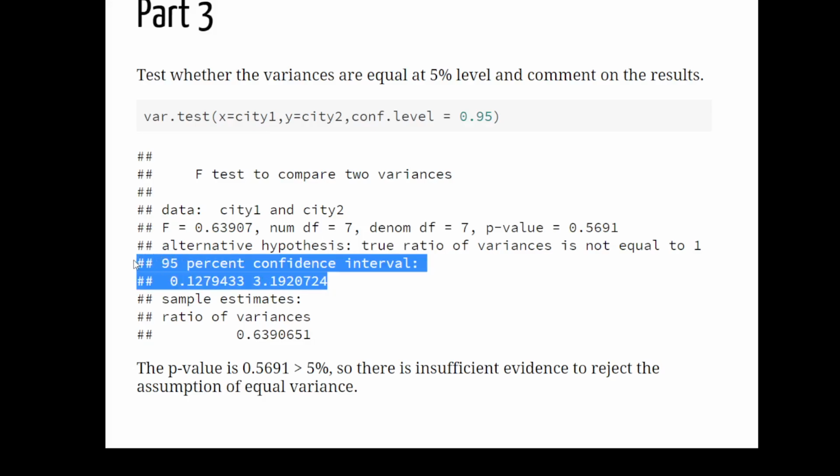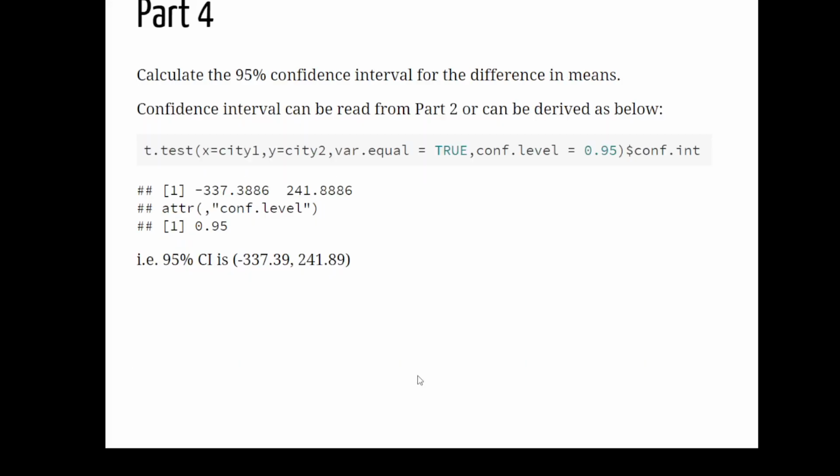Anyway, how do we interpret this? Is 1 in that range of values? Is it between the upper and lower bound of that interval? If it is, we can assume that they have equal variances, or more precisely, we've no evidence to say that they don't have equal variance. The p-value is 0.5691, which is greater than 5%, so there is insufficient evidence to reject the assumption of equal variance.